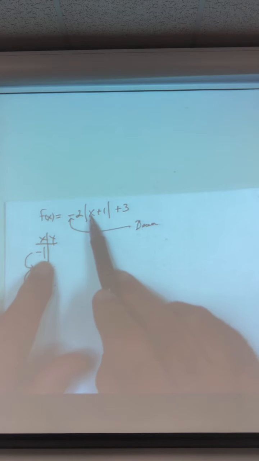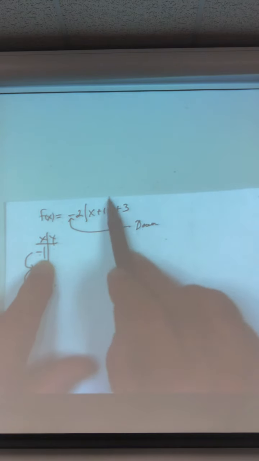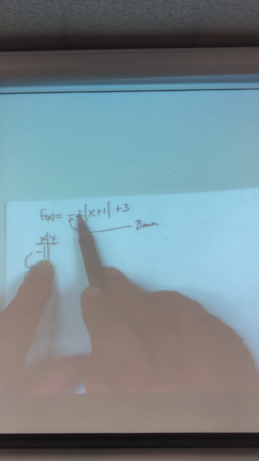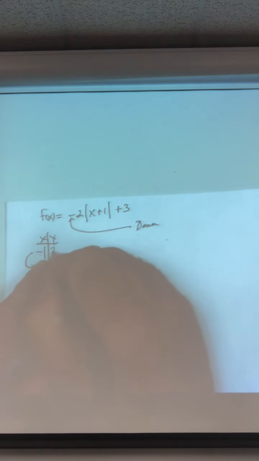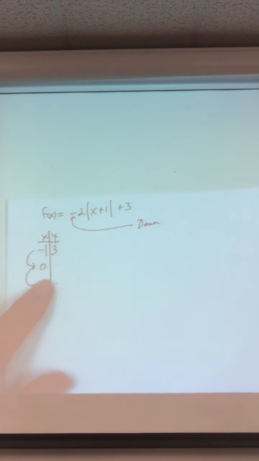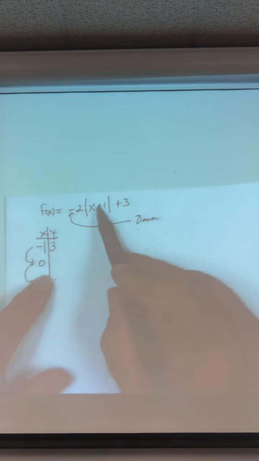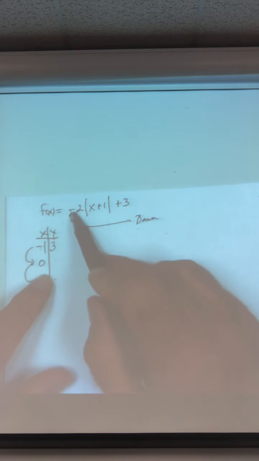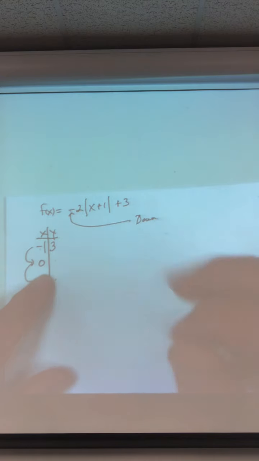So, -1 plus 1 is 0. The absolute value of 0 is 0. 0 times -2 is still 0. And 0 plus 3 is 3. Now plug in 0. 0 plus 1 is 1. Absolute value of 1 is still 1. 1 times -2 is -2. And -2 plus 3 is plus 1.